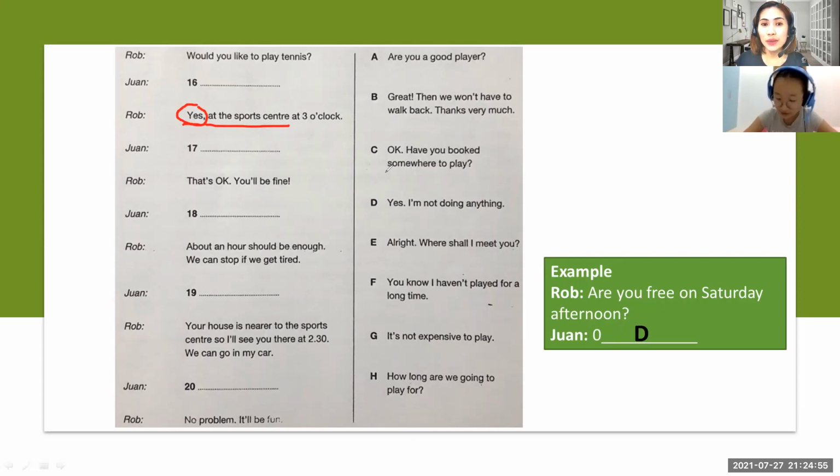Yes. Look, what's the clue there? Somewhere at the sports center. Have you? Yes. So those are the clues. Next, let me erase those that we're done with. Okay. Yes, at the sports center, 3 o'clock.